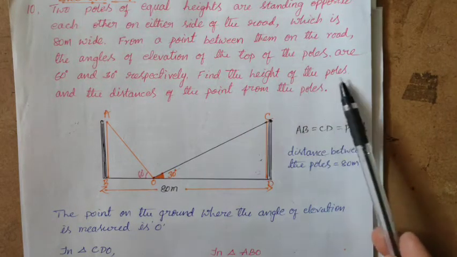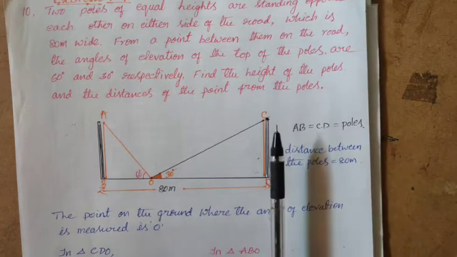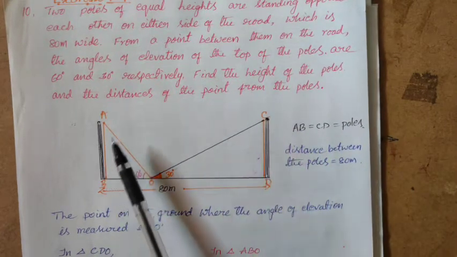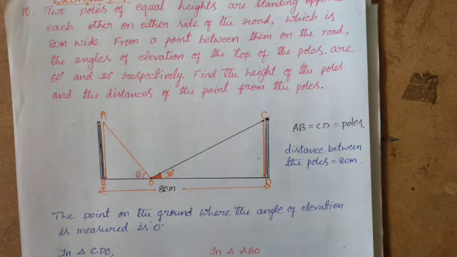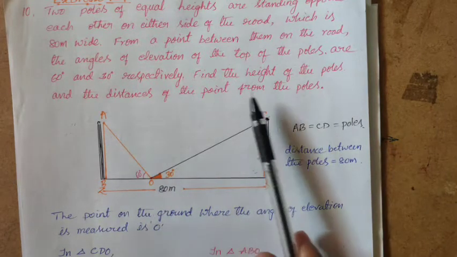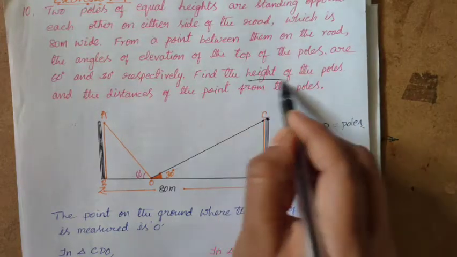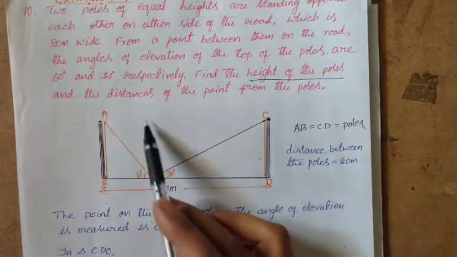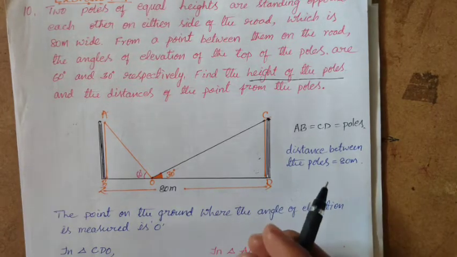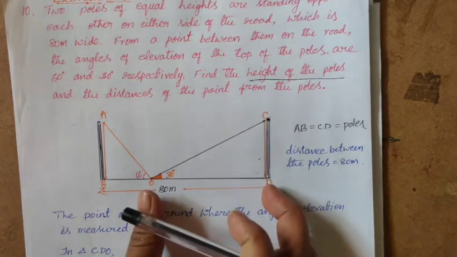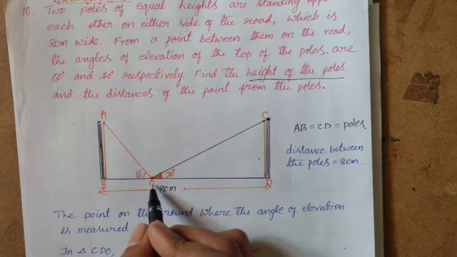Find the height of the poles. Here we have to find these heights. AB and CD are equal, so you can find any one. Then we can find the heights of the poles first, and the distances of the point from the poles. So again we have to find the distances, means distances of point from the poles.